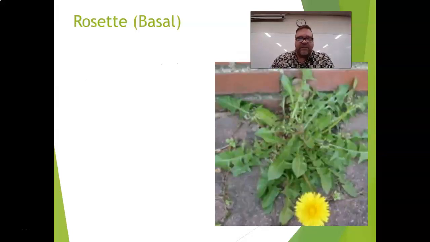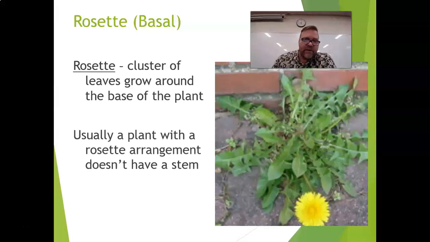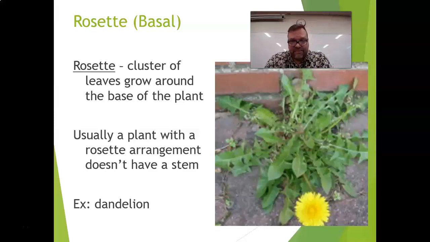And finally, something called the rosette, also called basal. This is a cluster of leaves that grow around the base of the plant. So a whole bunch of them. Look at all those different leaves. There's probably about 20 of them there, or even more. Usually a plant with a rosette arrangement doesn't have a stem. It usually is flat to the ground, or its stem is incredibly small. An example would be the dandelion, as we have pictured here.